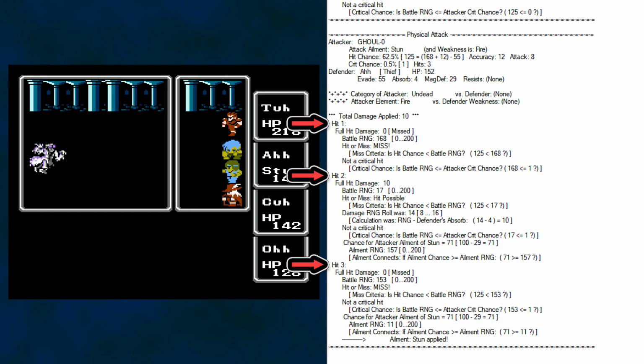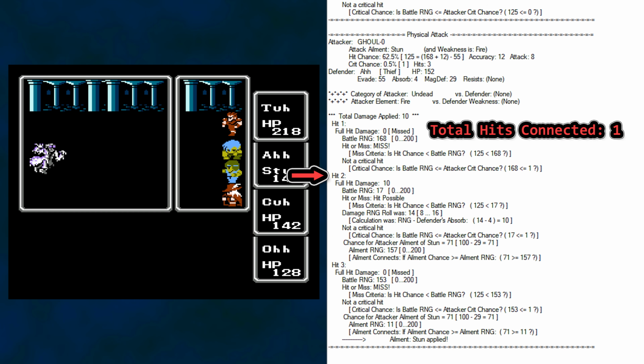Logically, the game should check for an ailment possibility for each hit after it connects. Instead, it keeps a running total of hits connected for the attack and uses that to determine if an ailment roll should occur. If it is not 0, then roll for the ailment. Well, as soon as just one hit connects, it will always be not 0 for every hit that follows. Fortunately, there was only one hit left, as the ghoul has 3 hits per attack. Unfortunately, that was enough to stun our thief.